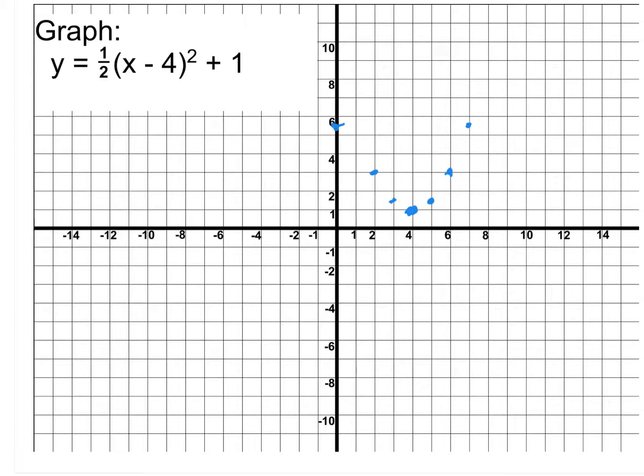Then over 4 is normally up 16, because 4 squared is 16. All right, so we go over 4 and up 8, because half of 16 is 8. And then it looks like that's all I could fit on my particular graphing grid for this one, so then you draw the curve in through those points, and you have your graph.